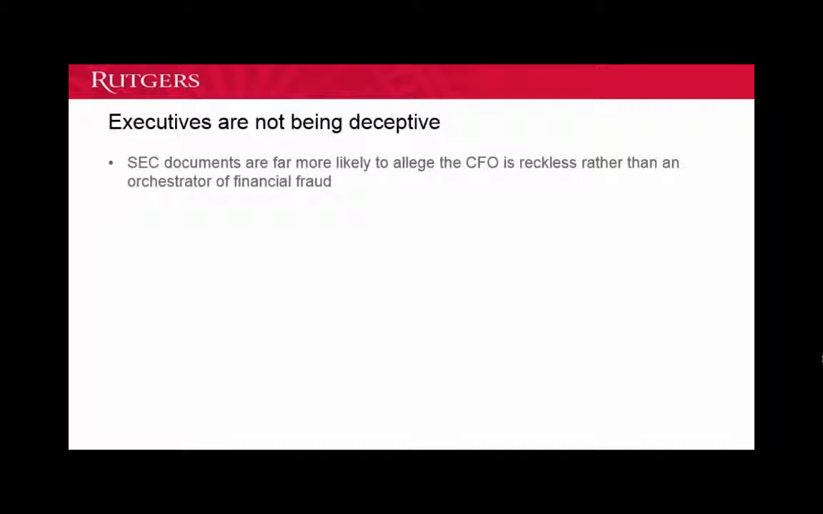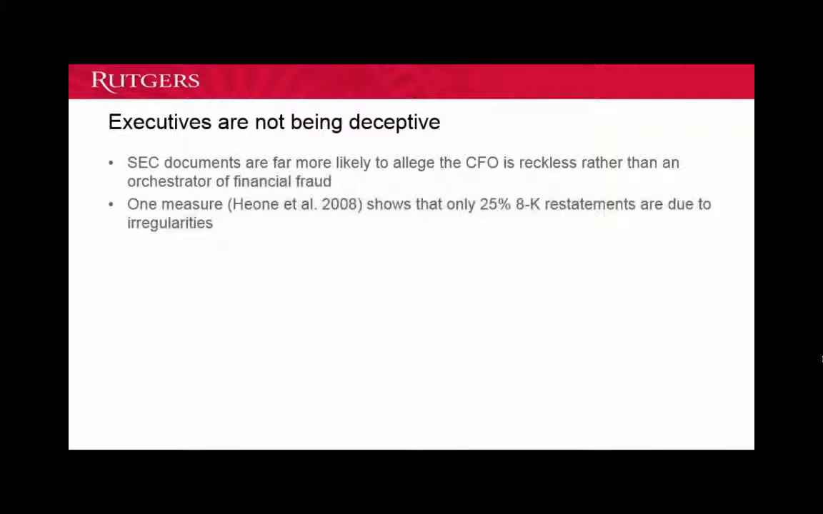Okay. So Bloomfield argues that SEC documents, there's research that shows, are far more likely to allege the CFO is reckless rather than an orchestrator of financial fraud. So maybe they're reckless? This one paper shows that only 25% of restatements are due to irregularities, which would be fraud. And then the 75% are due to mistakes, material mistakes. Let's say that there are errors and the executives may not be aware of them.